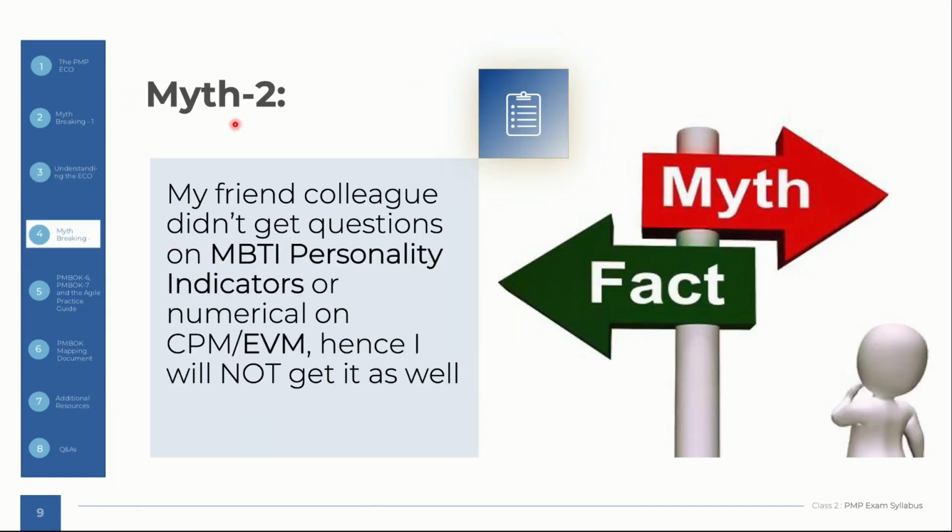Okay, now moving on, let's talk about a second myth which PMP exam aspirants often have in their mind. It is that my friend or colleague did not get any questions on, let's say, MBTI personality indicators or any numericals on critical path method or earned value management, and hence I will not get them as well. This is a blunder made by a lot of PMP aspirants: they take feedback from their peers and network about the type of questions they are getting, and plan their preparations accordingly. Now this is not a very smart thing to do, guys, and let me explain why.